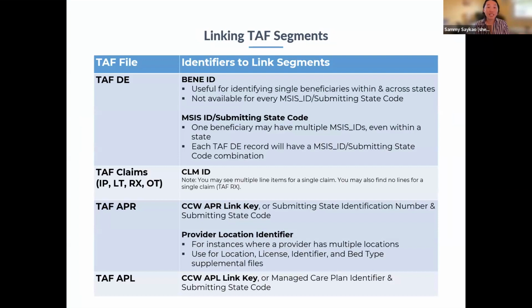And then last but not least, we have linking within TAF segments. On the left-hand side, I described the file types and then the identifiers that you can use to link within each segment, and a little bit of notes here and there so that you can keep your eyes out and be like, oh, okay, that's right. For Benny ID, there's not going to be one for every MSIS ID and submitting state code.